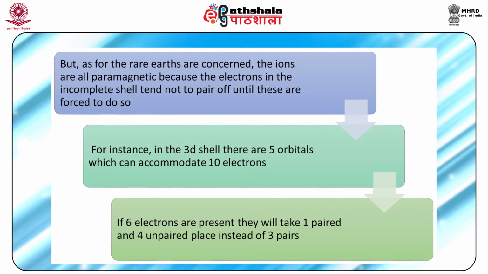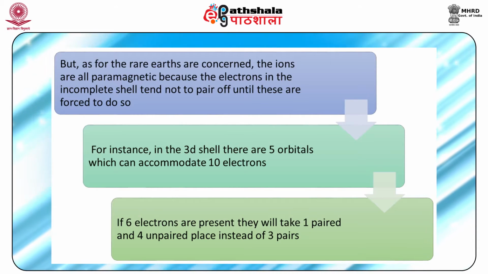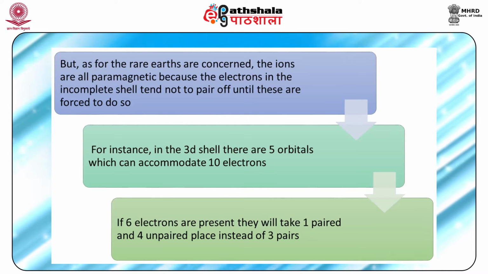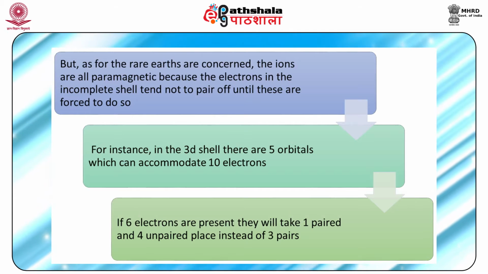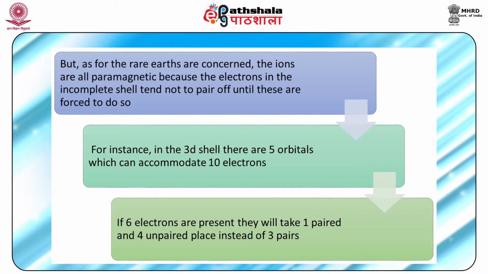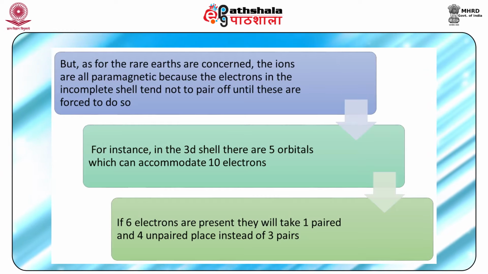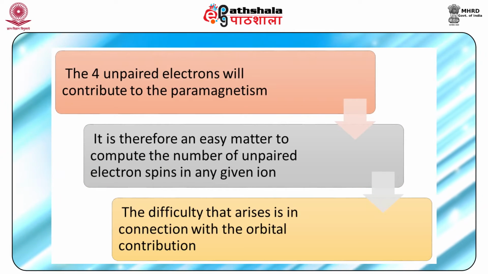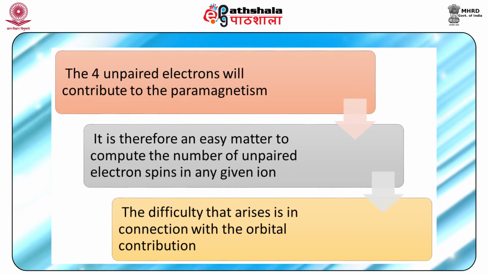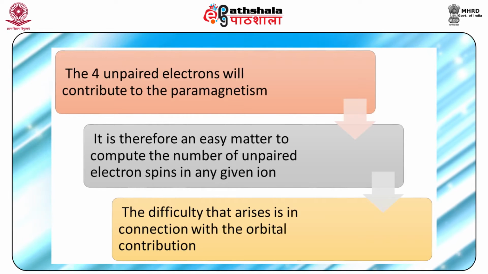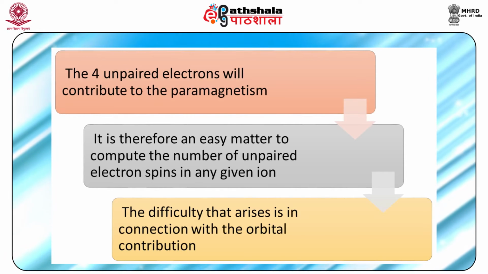For instance, in the 3d shell, there are 5 orbitals which can accommodate 10 electrons. If 6 electrons are present, they will take one paired and four unpaired places instead of three pairs. The four unpaired electrons will contribute to the paramagnetism. It is therefore an easy matter to compute the number of unpaired electron spins in any given ion.